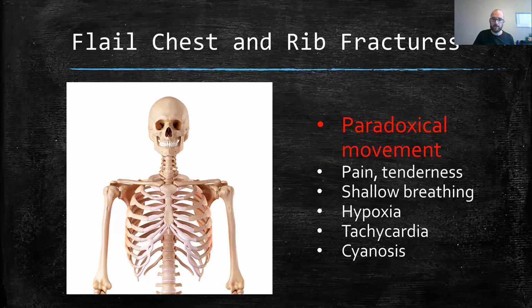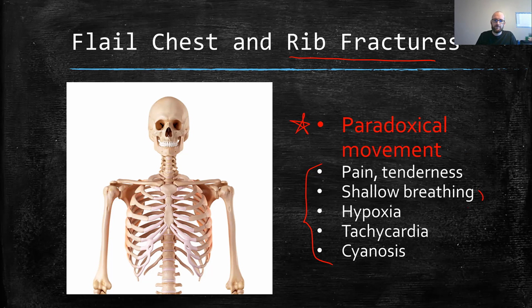So these white ones here can show up with just a rib fracture, or multiple rib fractures that don't fit the criteria yet of a flail chest. Once we add in that paradoxical movement, now that's the magic word, right? If you see that one on a test question, a big giant red flag should go off in your head saying that's a flail chest, flail segment. So paradoxical movement, which we're going to talk about, pain, tenderness, shallow breathing.